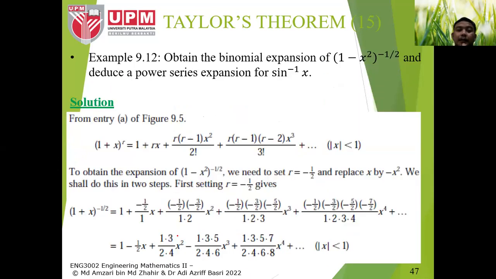So we go for the next example, 9.12. Obtain the binomial expansion of (1 minus x squared) to the power of negative 1/2 and deduce the power series for sine inverse. Okay, so the main power series is this one. We can use this series (1 plus x) to the power of r. So this is the series.